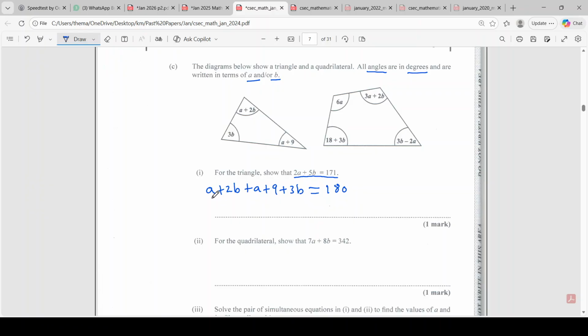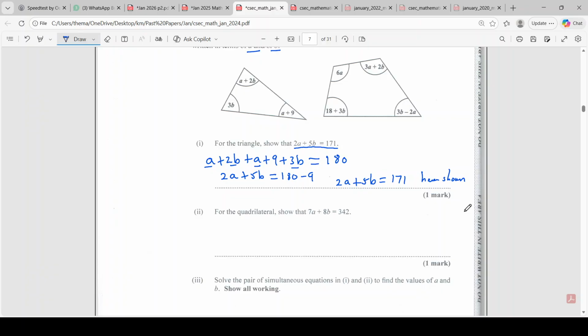Right, so now we would add the like terms. A and A will give me 2A, 2B and 3B is 5B, equal to... so we look at what we want to get. We want to get the A and the B on this side and the numbers on the right hand side. So leave the 180 on that side, and we carry this plus 9 across, and it becomes take away 9. Right, so from that we will get 2A plus 5B is equal to 171. Right, hence shown.